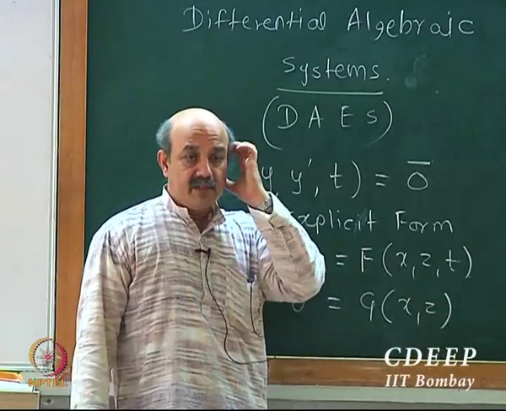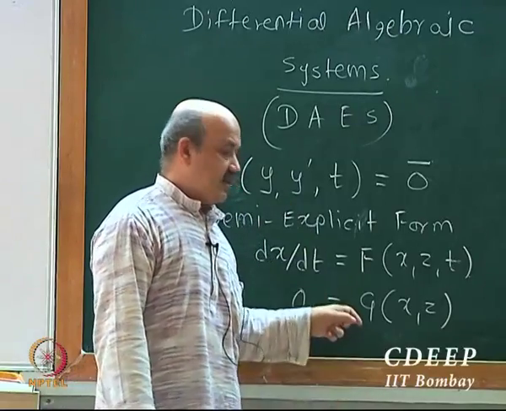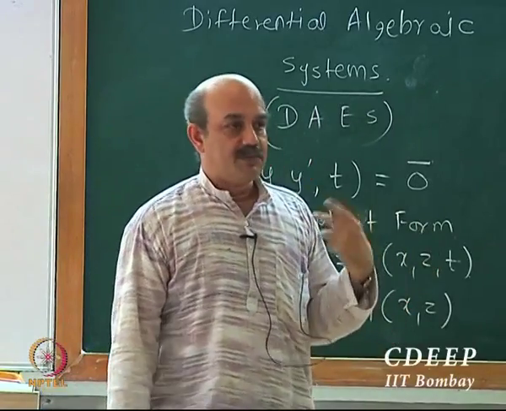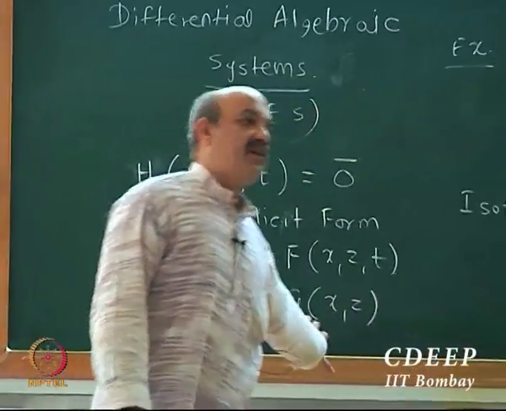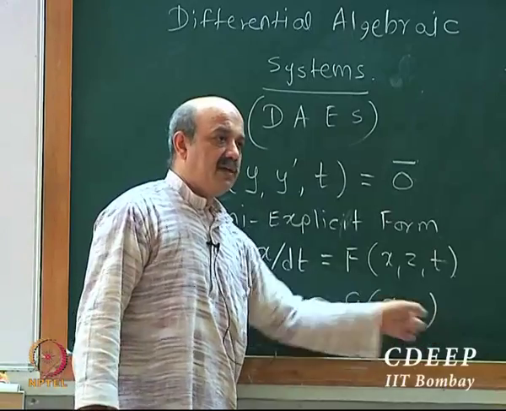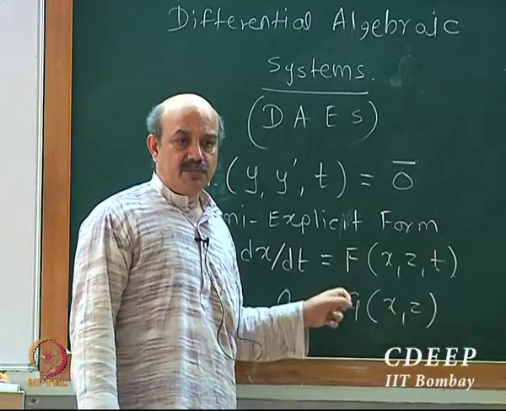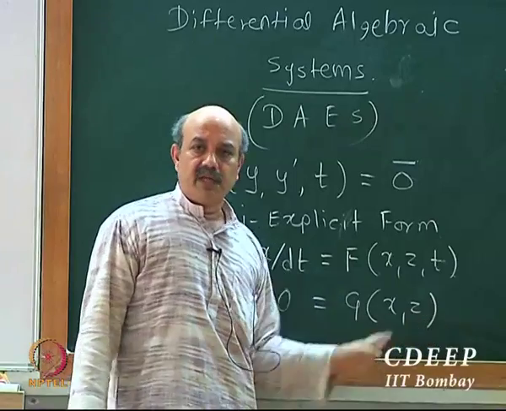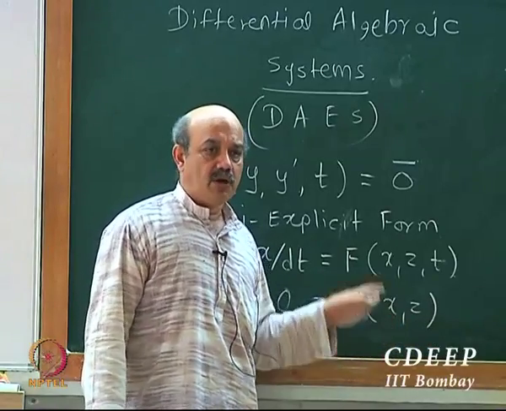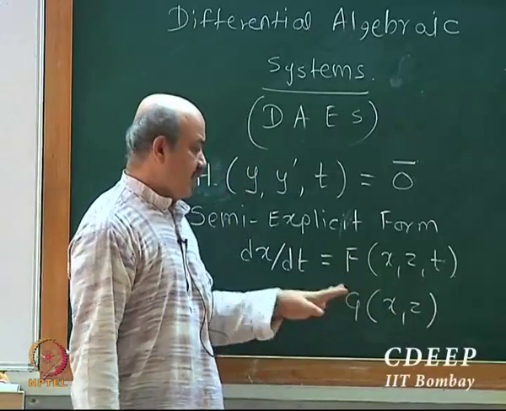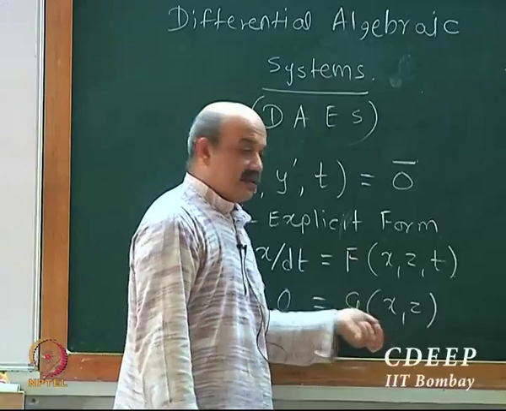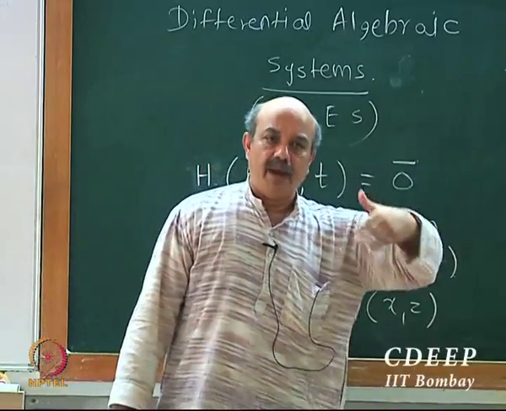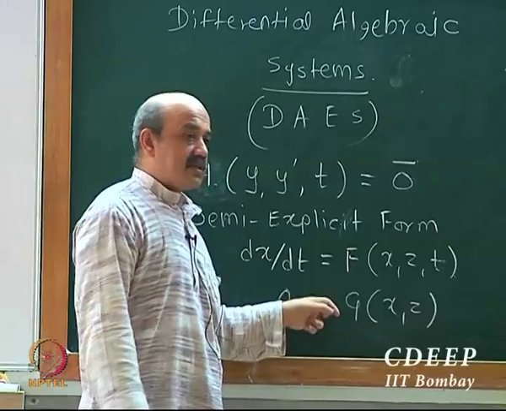Now you can appreciate that these are relatively difficult because for an ODE initial value problem, you can specify an arbitrary initial condition. Here you cannot specify an arbitrary initial condition. The initial condition must satisfy this constraint. This is a nonlinear algebraic constraint, linear or nonlinear, but generally in chemical engineering problems these constraints will be nonlinear. This must be met by the initial condition on x. So you have to give an initial condition on x and z which satisfies this constraint. That is very, very important. And as you march in time, at all times this constraint has to be satisfied.